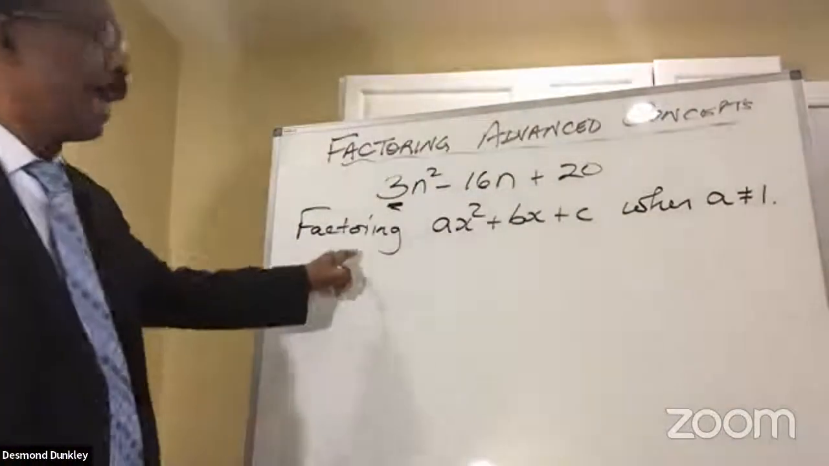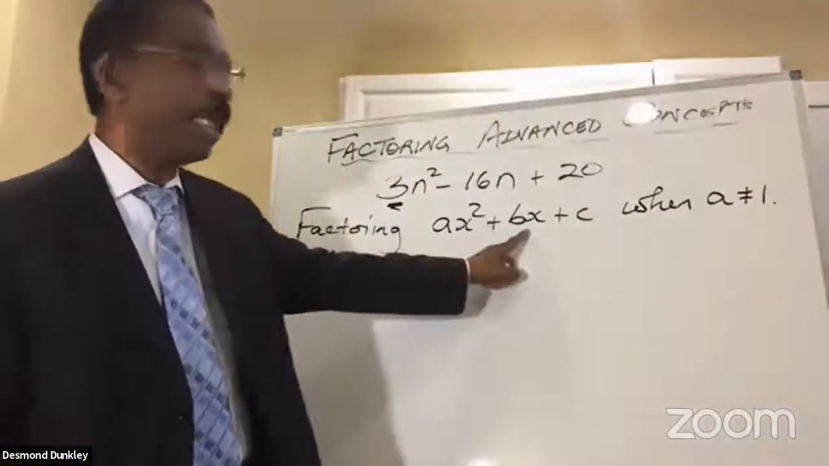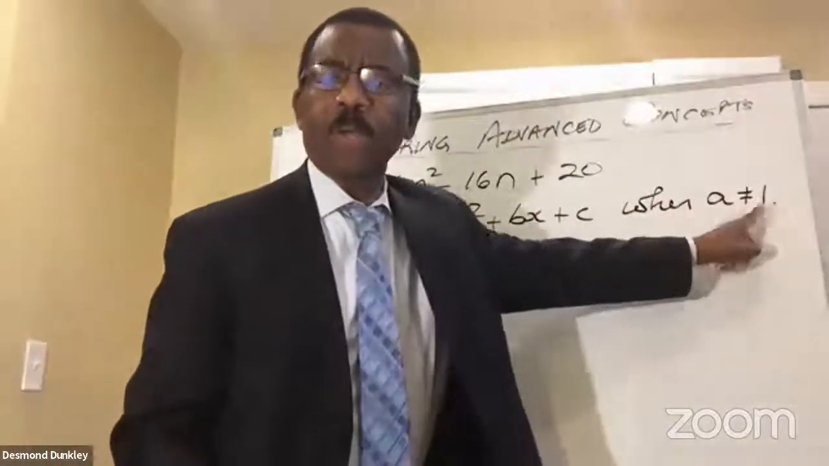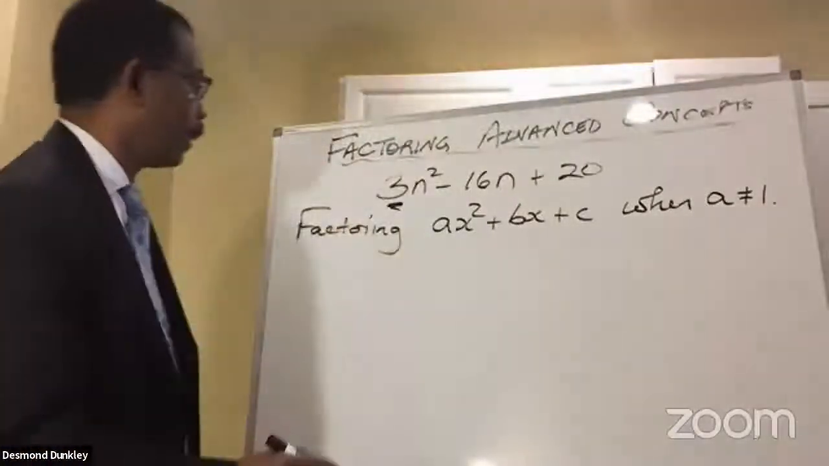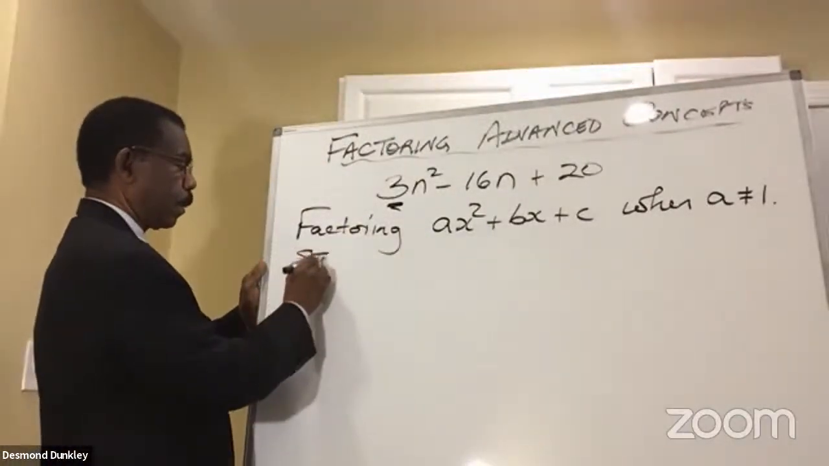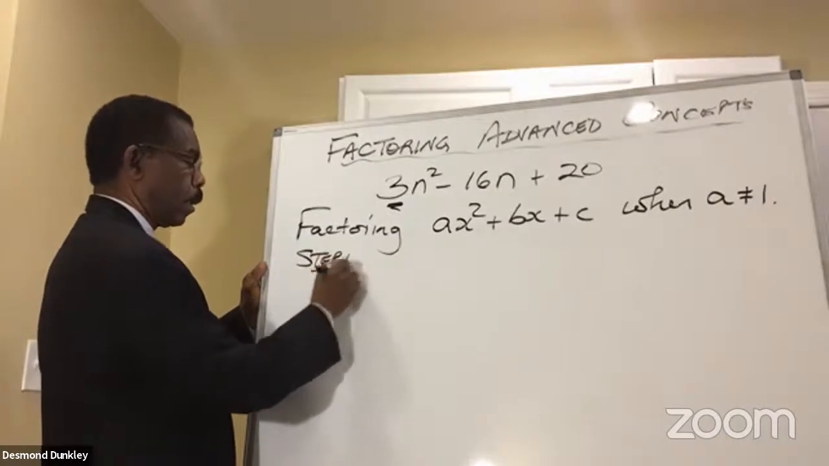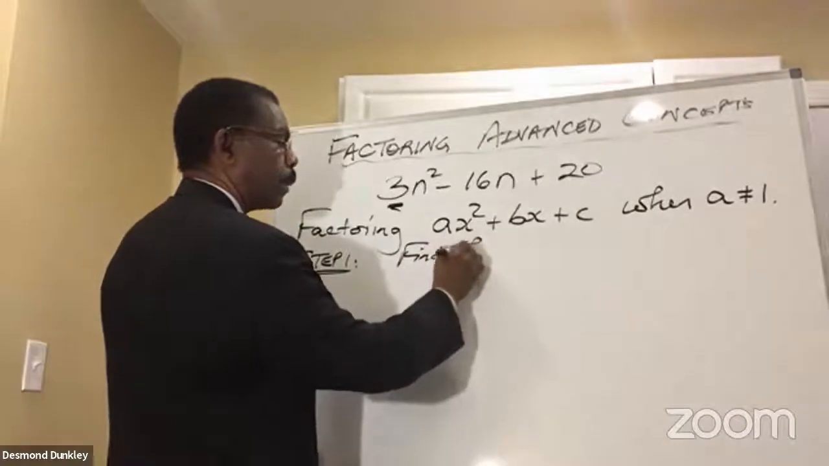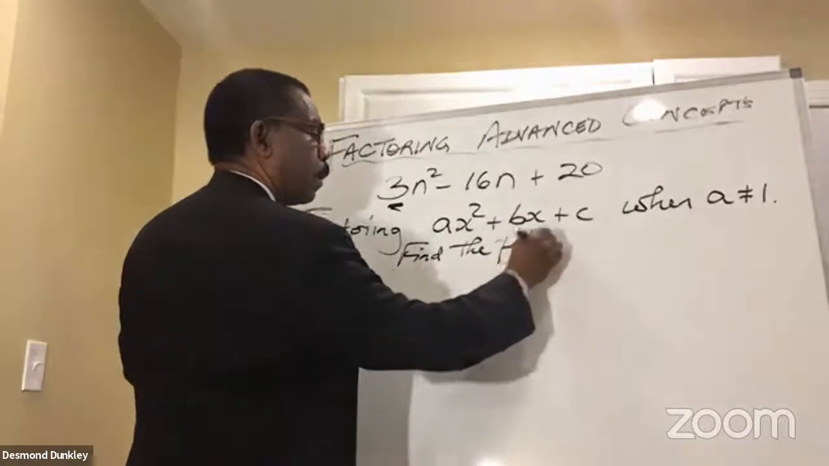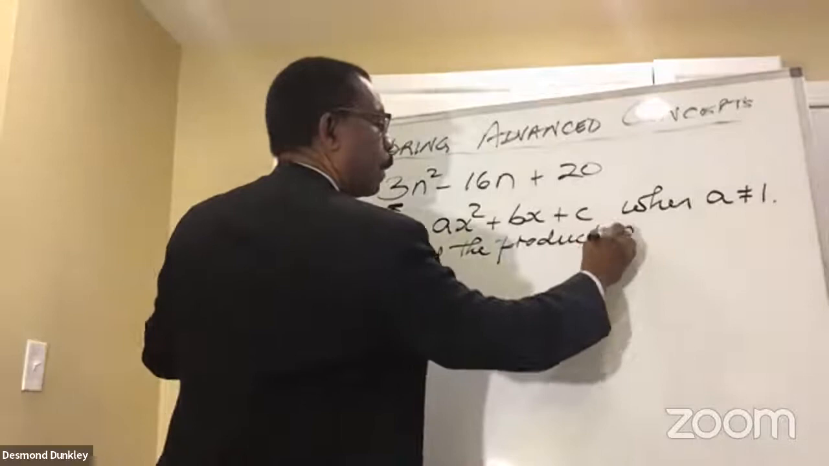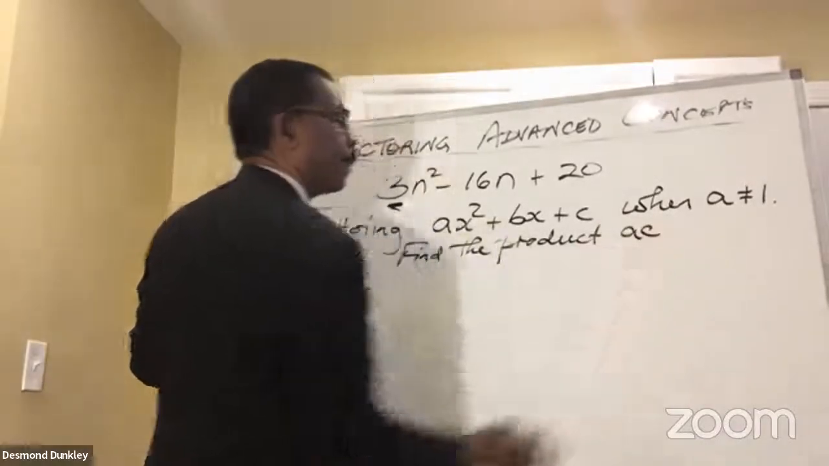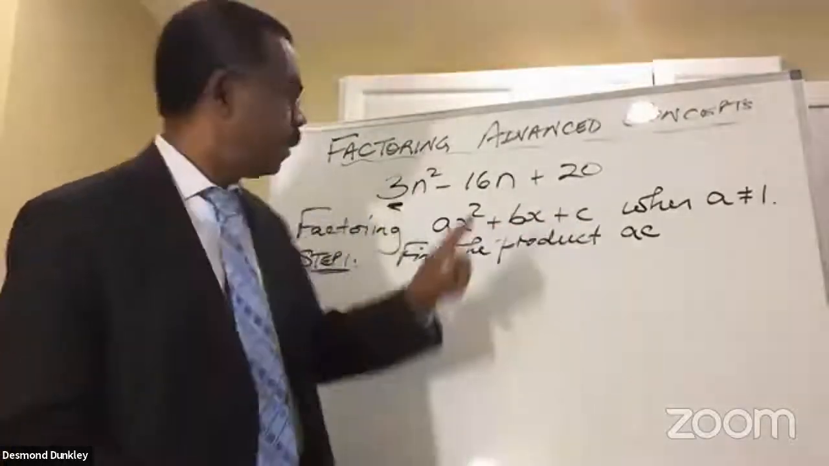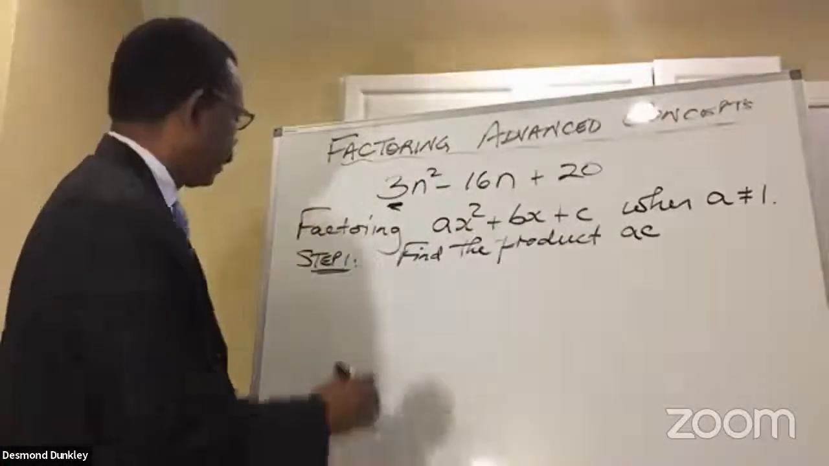Factoring ax squared plus bx plus c when a is not equal to 1. Step 1: Find the product ac. In other words, take a and multiply times c.